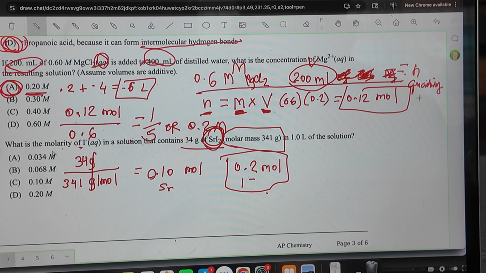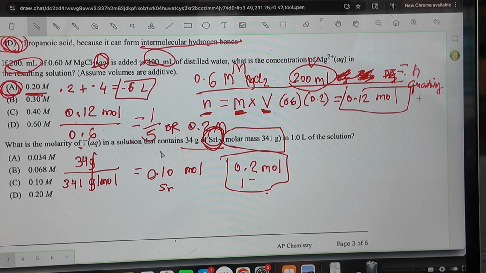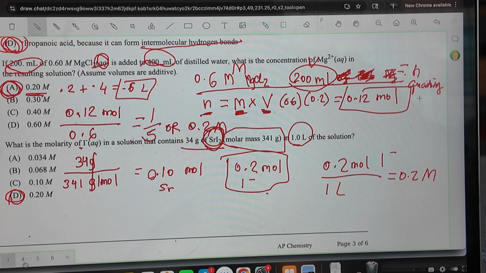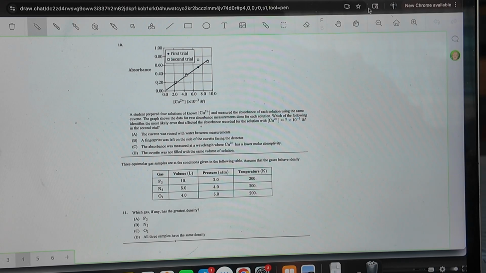What are they asking us for here? What is the molarity? So we just divide by however many liters there are. And so here they tell us 1 liter. So you have 0.2 moles of the iodide divided by how much solution there is, which is 1 liter. And so you get 0.2 molar concentration, molarity. And that's it. Okay.